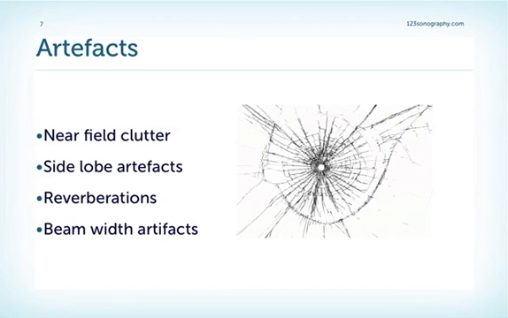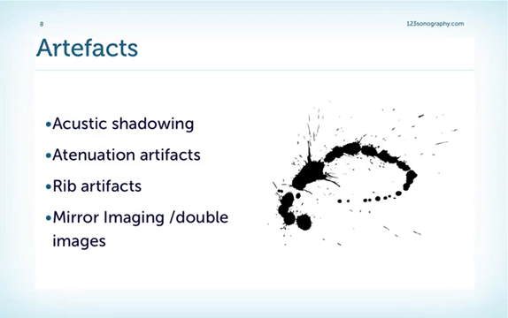But now let's look at it from a systematic perspective. There are very many different types of artifacts, and in reality it's often very difficult to say what the cause of artifacts is. Here's a list. We have near field clutter, side lobe artifacts, reverberations, beam width artifacts, acoustic shadowing, attenuation, rib artifacts, mirror imaging, and double images. So you see, the list of possible artifacts is quite long. And in reality, it's often difficult to say which form of artifact is really present.